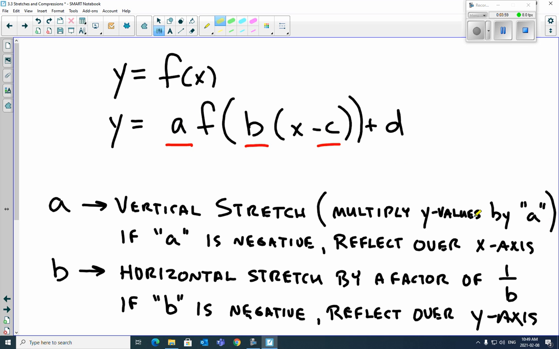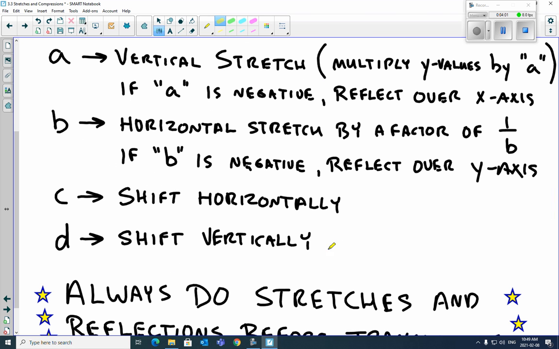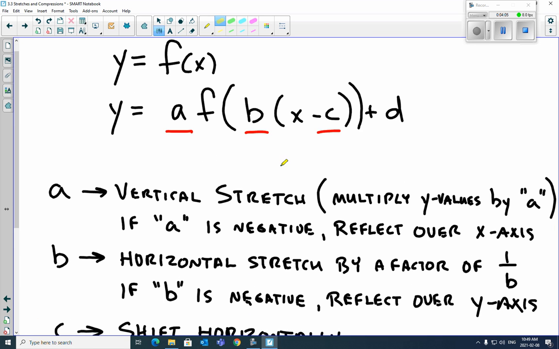Well, let's look at d next. D is just to shift vertically. If it's positive, it's up. If it's negative, it's down. Okay. B and C are the tougher ones. So let's look at B. It's a horizontal stretch by a factor of 1/b. So for instance, if it was 2, it would be a 1/2, right? If it was 1/2, then it'd be 1 over 1/2, which is a 2. If B is negative, you reflect it over the y-axis.